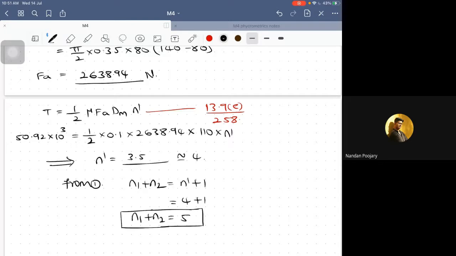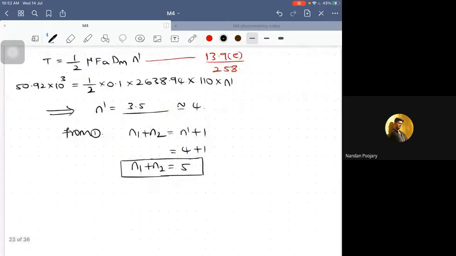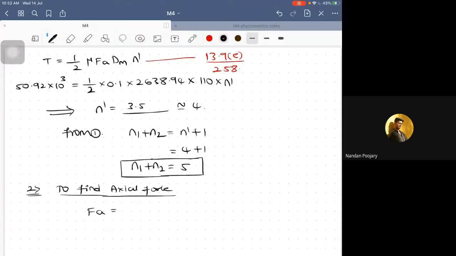Okay, now n1 plus n2 is done. I guess now you can calculate the value of Fa, the axial force. So Fa is equal to... you can use the torque equation for that.